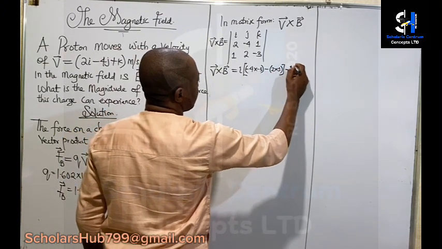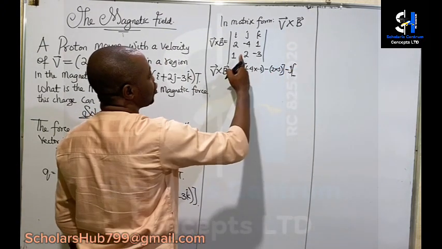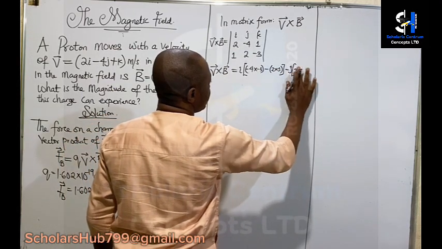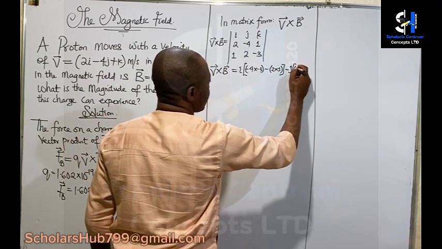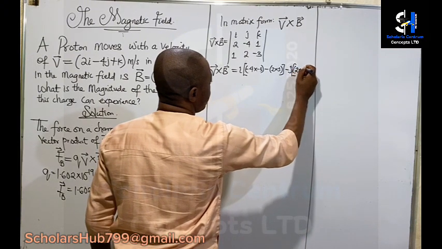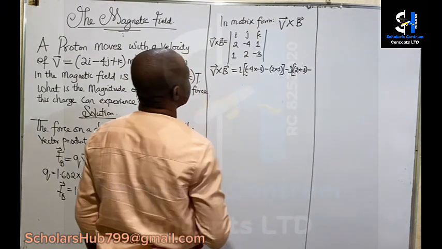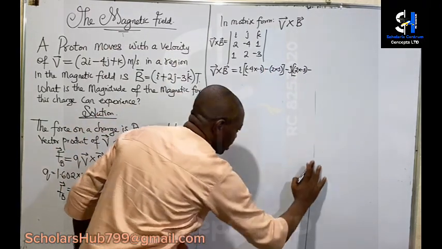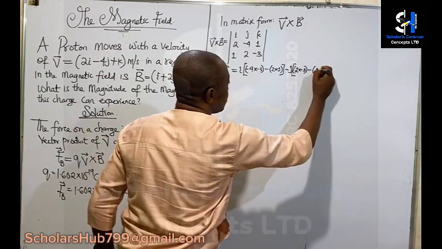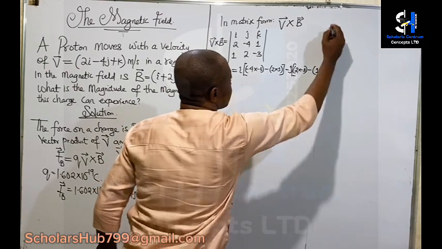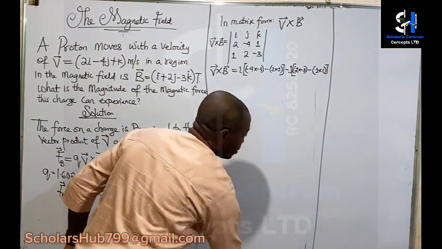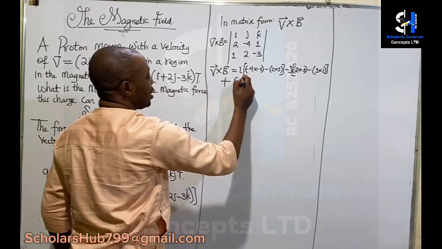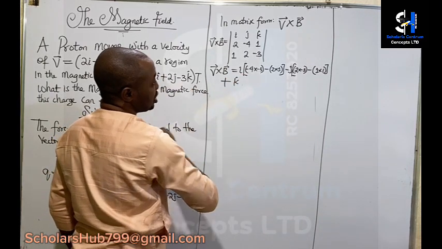Then minus j, open parentheses: 2 times negative 3, minus 1 times 1. Then plus k, the unit vector k in the z direction.